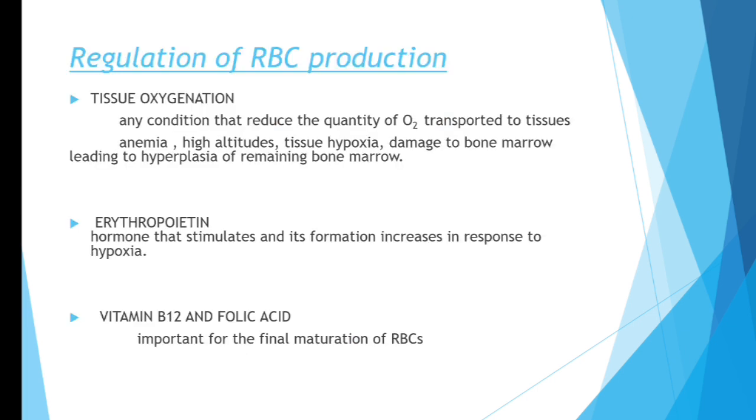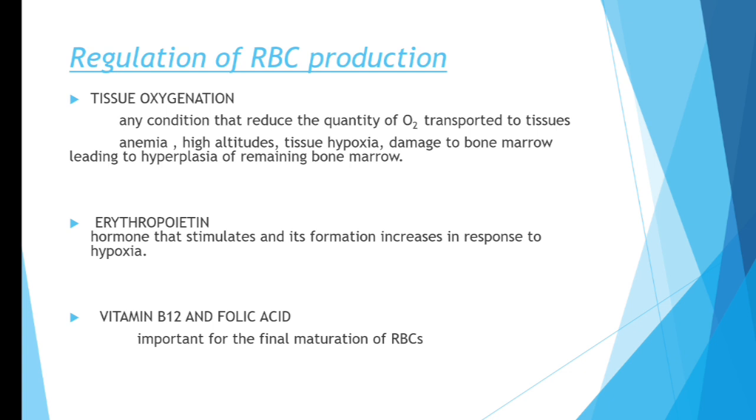Next we have regulation of RBC production. First of all, tissue oxygenation. Any condition can reduce the quantity of oxygen transported to tissue, like anemia, high altitudes, tissue hypoxia, or damage to bone marrow. Erythropoietin is a substance which stimulates RBC production, and its formation increases in response to hypoxia. B12 and folic acid are also important for the final maturation of the RBC.